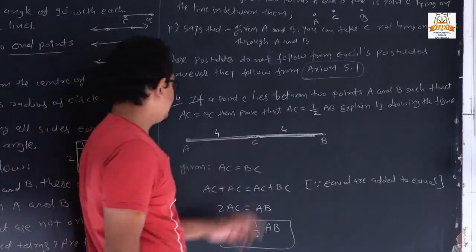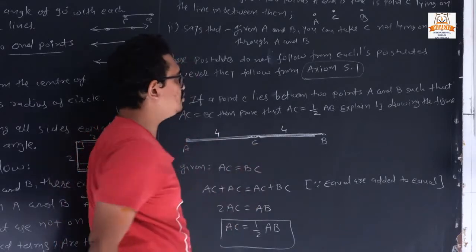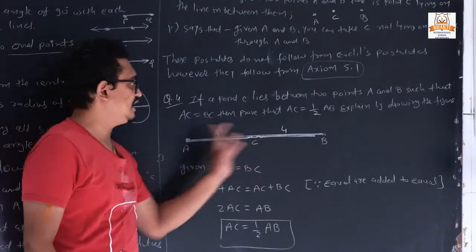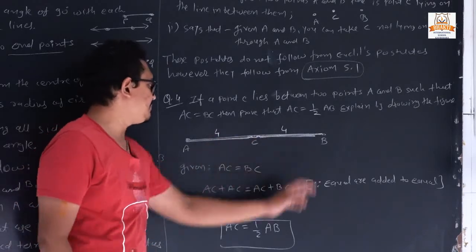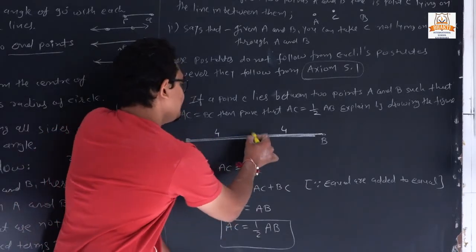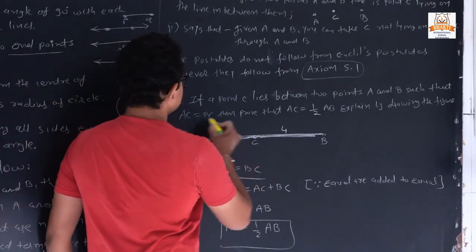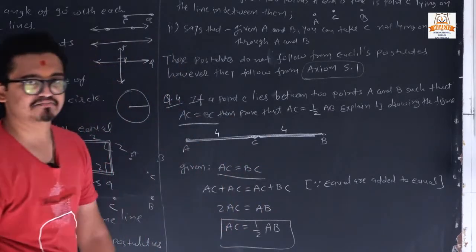So prove that AC is equal to 1 by 2 AB. First of all we can draw the line AB and C is between A and B. It is given AC is equal to BC.